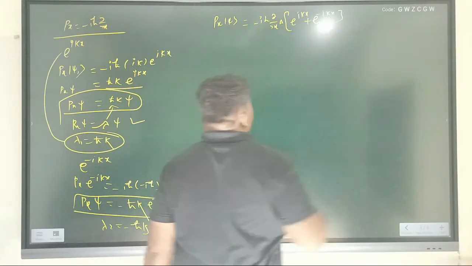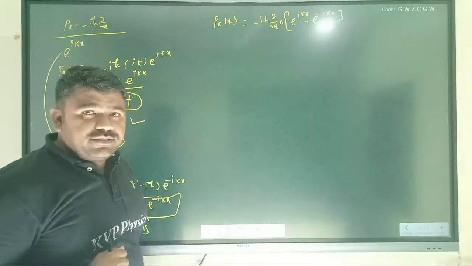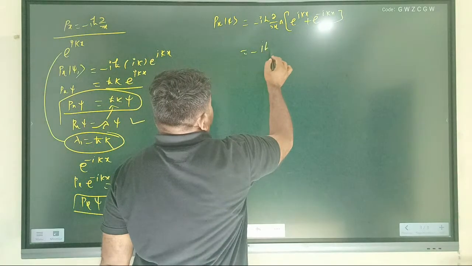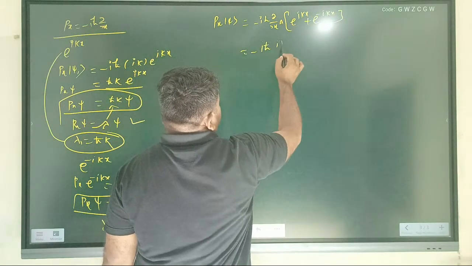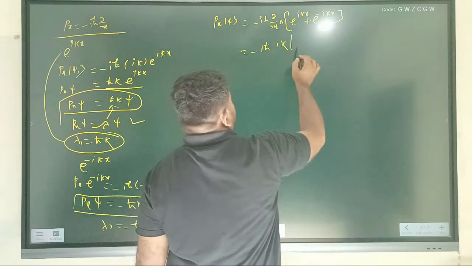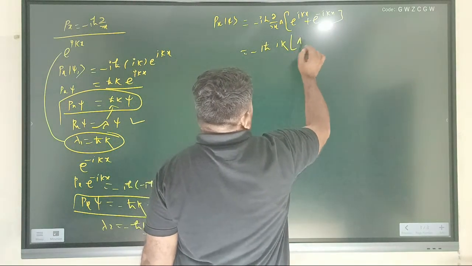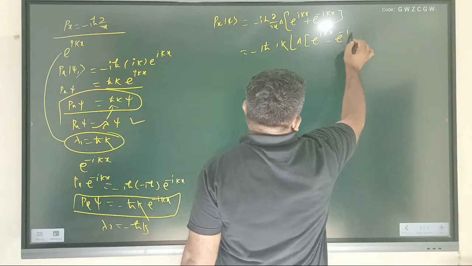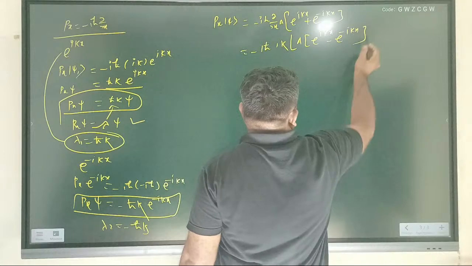Are you understanding? Now we can take the first derivative of this function. Then what happens? We are getting minus i h cross times the first derivative: plus ik, and for the second term minus ik. We can take it outside. Then what is the remaining one? A e to the power ikx minus e to the power minus ikx. Clear?